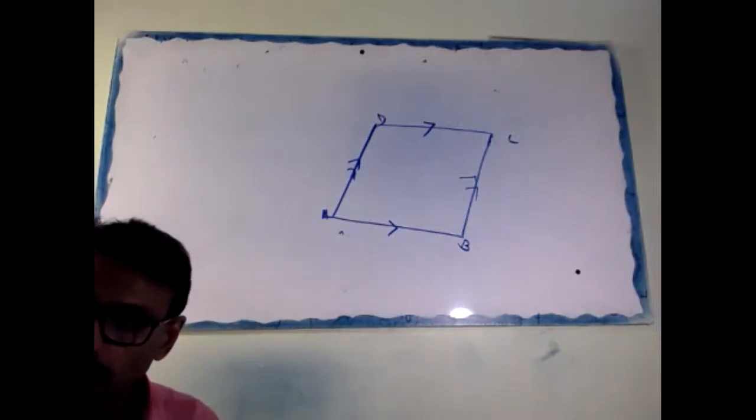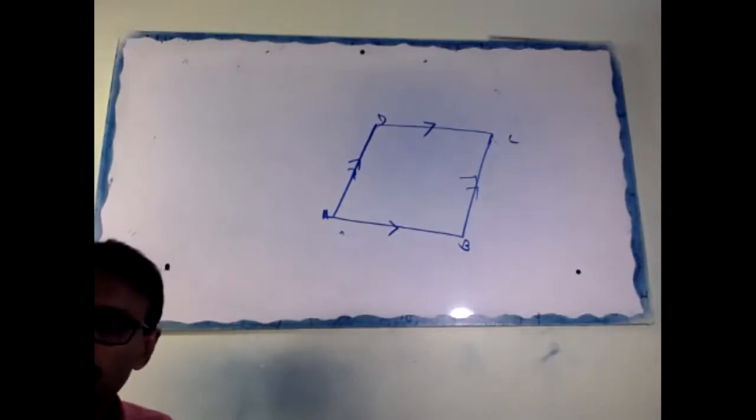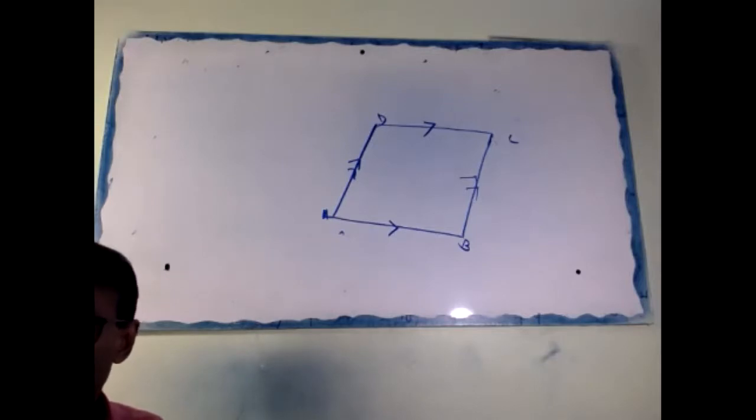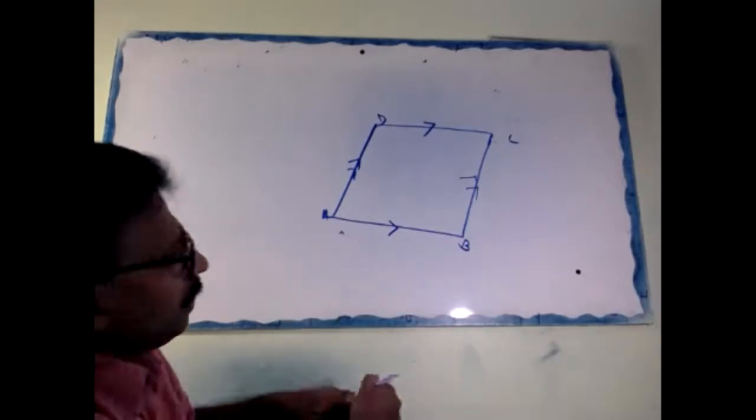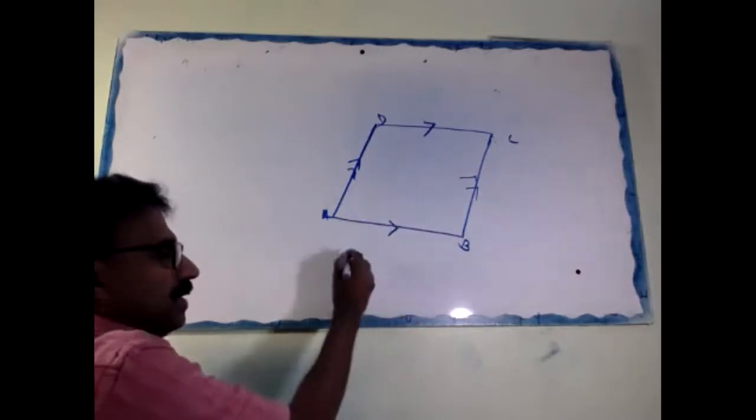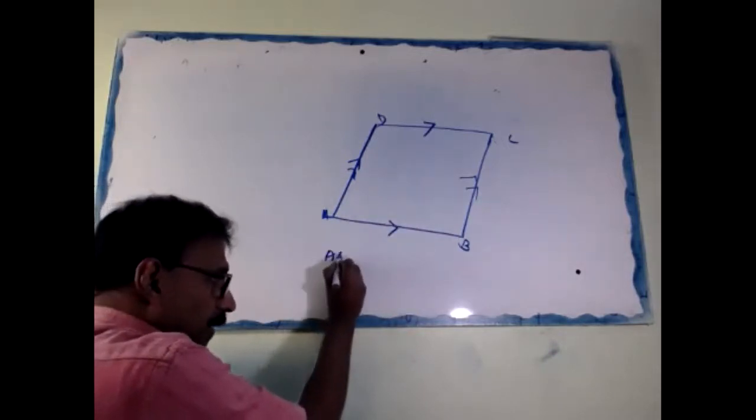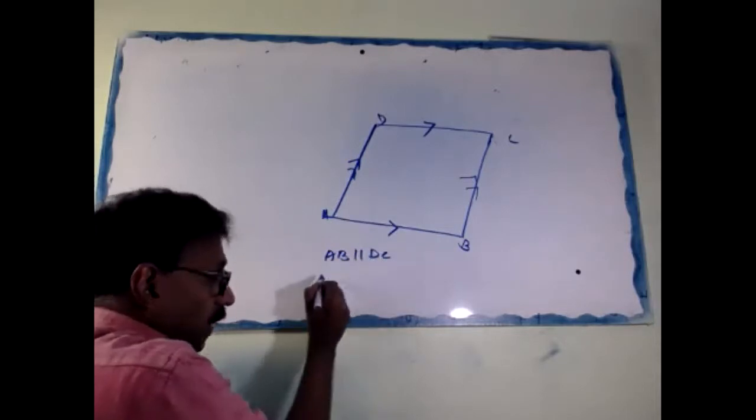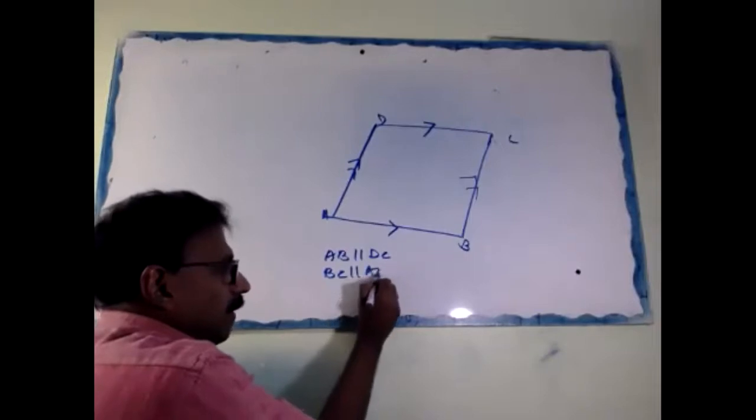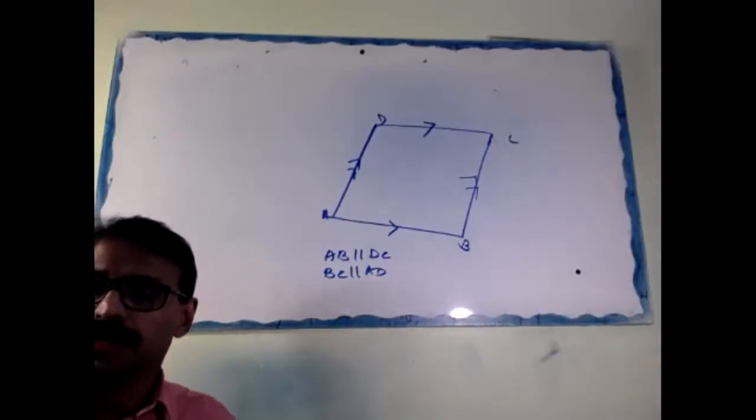Okay, right. A quadrilateral is a parallelogram if both pairs of opposite sides are parallel. Draw this figure. Then write: ABCD is a parallelogram in which AB is parallel to DC and BC is parallel to AD.